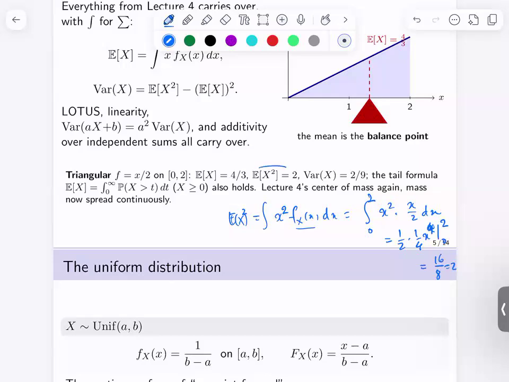So this is 2, and then the expectation we computed last time, so the second moment minus the first moment squared, and then you get the variance.